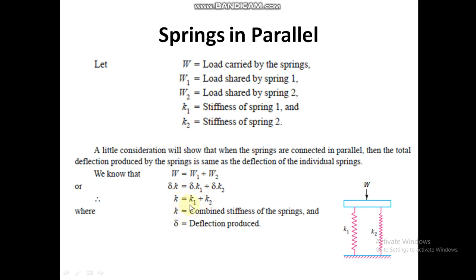So total stiffness is equal to the stiffness of the first spring plus the stiffness of the second spring. So K is equal to the combined stiffness of the springs and delta is the deflection produced. This is the case when the springs are in parallel.